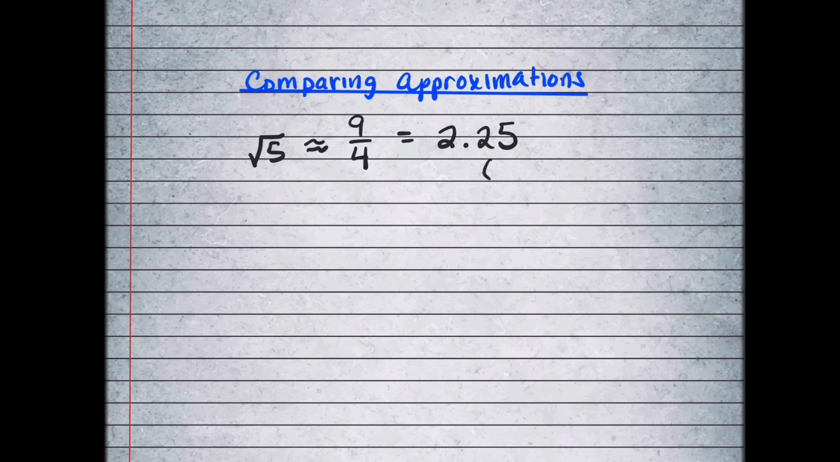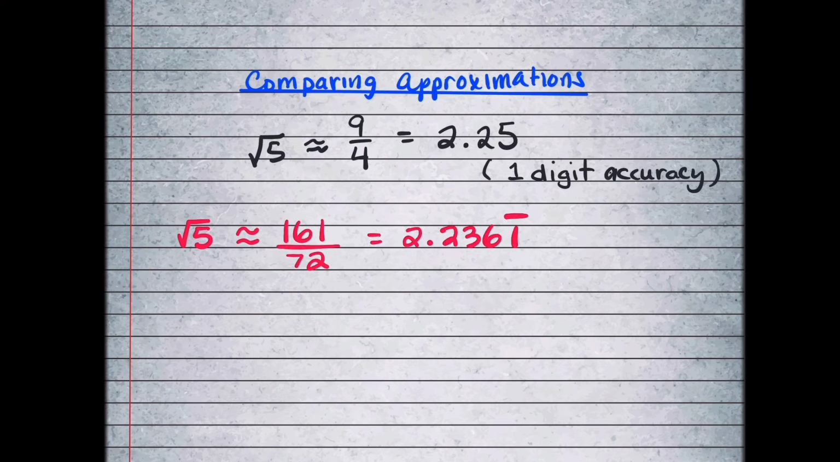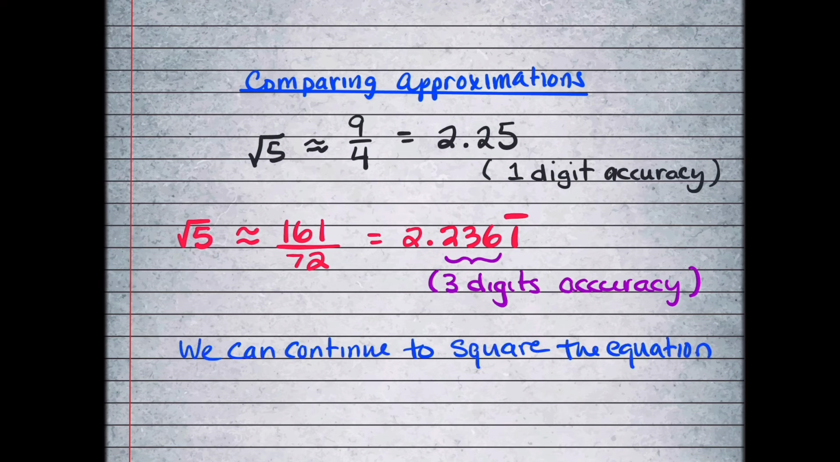Let's compare these approximations. 9 fourths is 2.25, which has one digit of accuracy. The approximation to the square root of 5 given by 161 over 72 gives us 2.2361 repeating, and that's three digits of accuracy. So you can see we can continue this process to get better and better approximations for the square root of 5, or any square root for that matter.